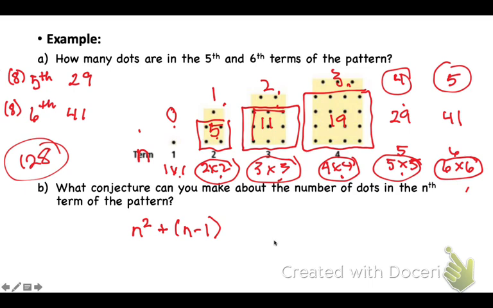No. So if I wanted the 128th term, I'd say 128 times squared, plus 128 minus 1, which would be 127. I didn't make it that complicated. I wrote an equation that will work every single time, didn't I? Yes, you did.